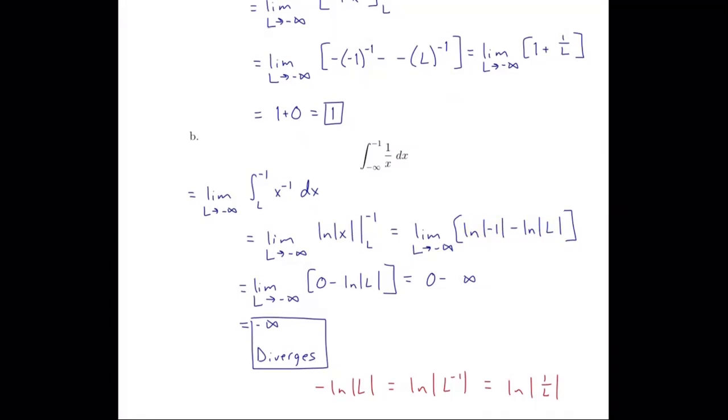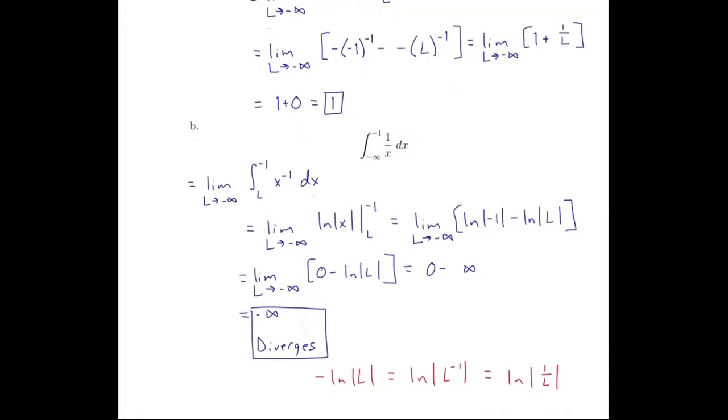Now, minus natural log of L is still left in our expression. And what we see at this point is we have 0 minus natural log of L. L is going to negative infinity. And really, this is the absolute value of L.